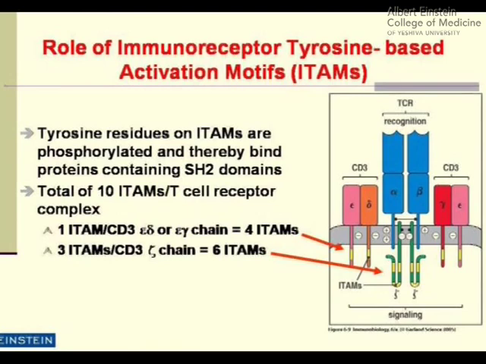Here are the ITAMs present. First of all, phosphorylation of these ITAMs allows them now to bind to SH2 domains and recruit any proteins that have this SH2 region associated with it. There are 10 ITAMs per T-cell receptor complex. In this case, you have four ITAMs with the heterodimers of epsilon delta and gamma epsilon, and there are 3 ITAMs per zeta chain, which is 6 ITAMs. So the question therefore is, why so many ITAMs? Why do you need that many? Why wouldn't one be good enough?